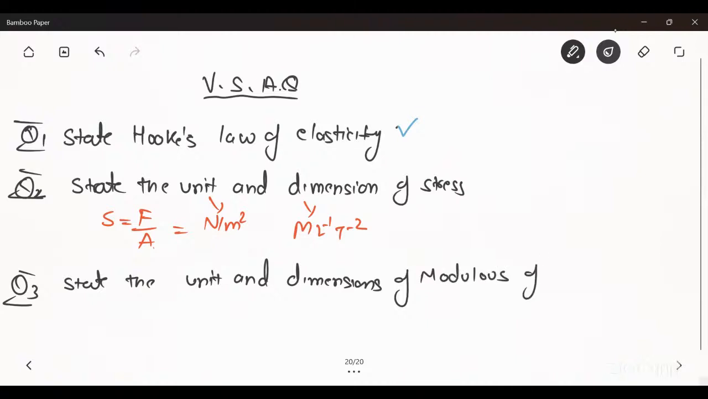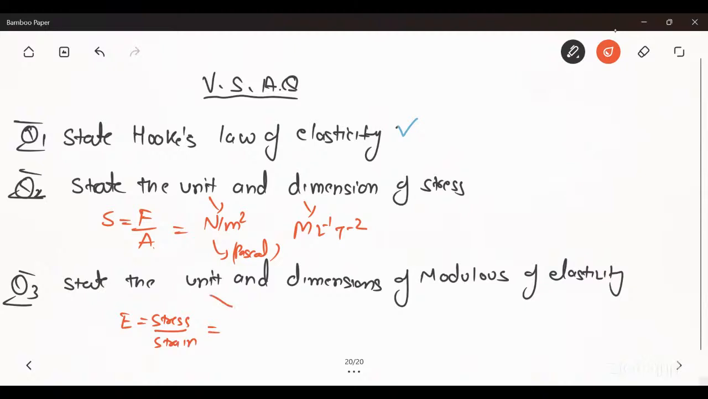Modulus of elasticity. We can write Newton per meter square also as Pascal, because Pascal, the unit of pressure, has the same unit, Newton per meter square. So modulus of elasticity is stress upon strain. We have discussed in our previous slide that it is stress upon strain. Strain does not contain any unit.